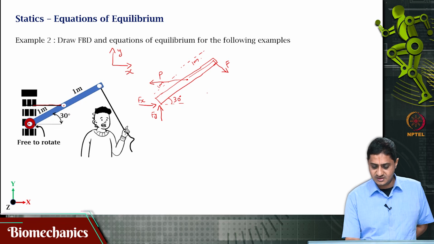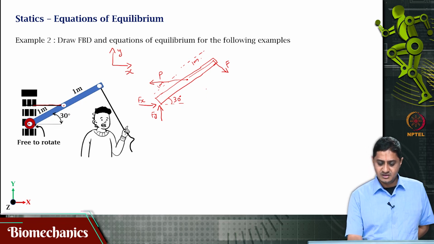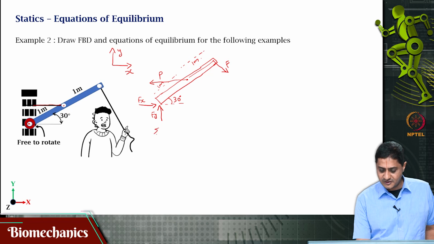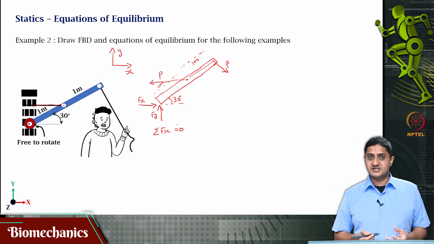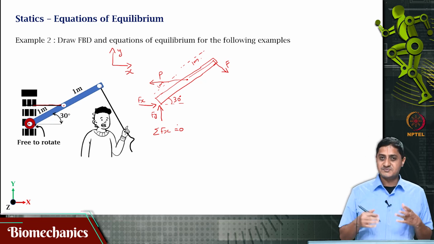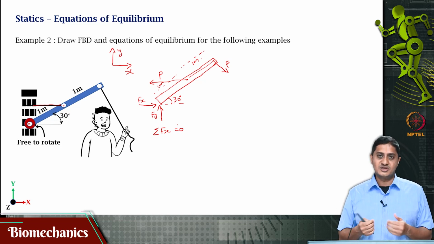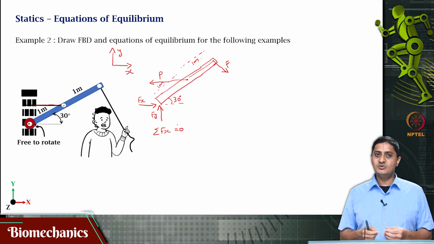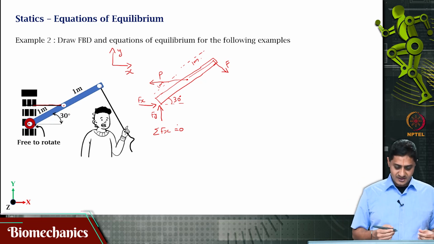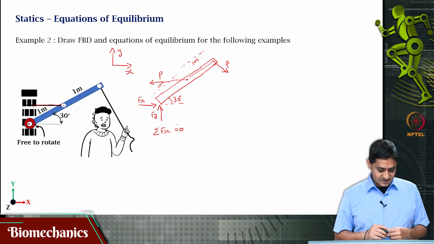Now, let us write out the equations of static equilibrium. Remember what we said, the equations of static equilibrium: sigma Fx equal to 0. How do you know this? Because this beam does not have acceleration in the x direction. That means that the sum of all the forces in the x direction is 0. At the expense of repeating, I am saying this because when you repeat this and when you learn many times, you will be able to remember this. Okay. So, the sum of all the forces in the x direction is 0.